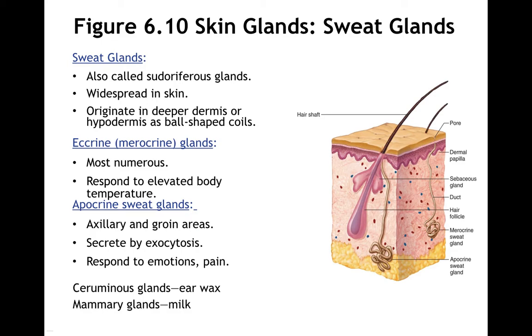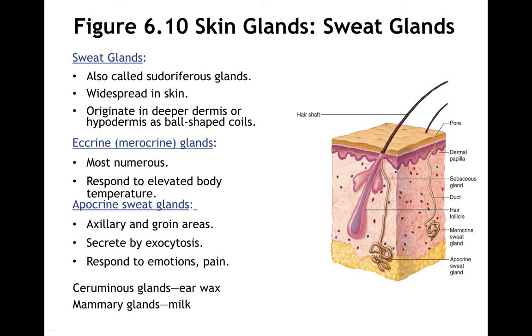The sweat glands are also called sudoriferous glands, and they are widespread in the skin. They originate in deeper dermis or hypodermis as a ball-shaped coil. Eccrine or merocrine glands are the most numerous. They respond to elevated body temperatures. The apocrine sweat glands are found primarily in our axillary and groin areas. They secrete by a different method, by exocytosis, and they work in response to emotions and pain.